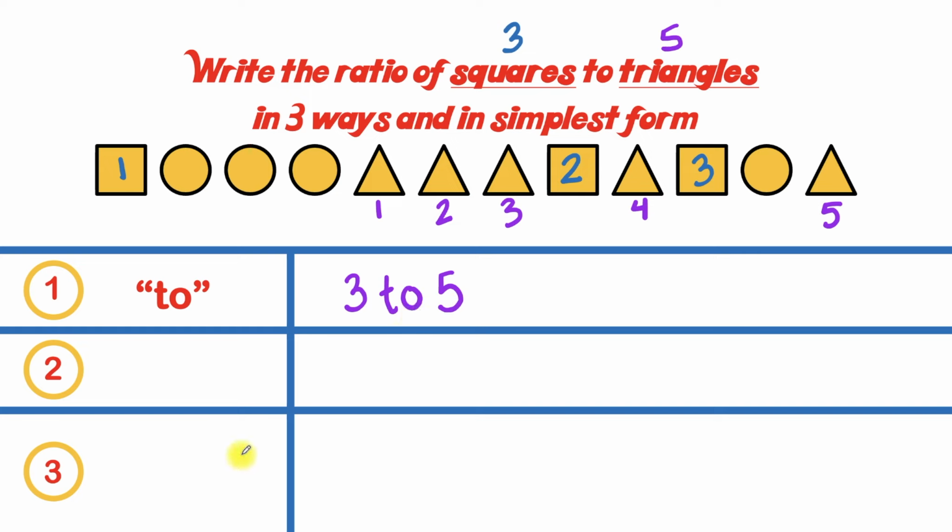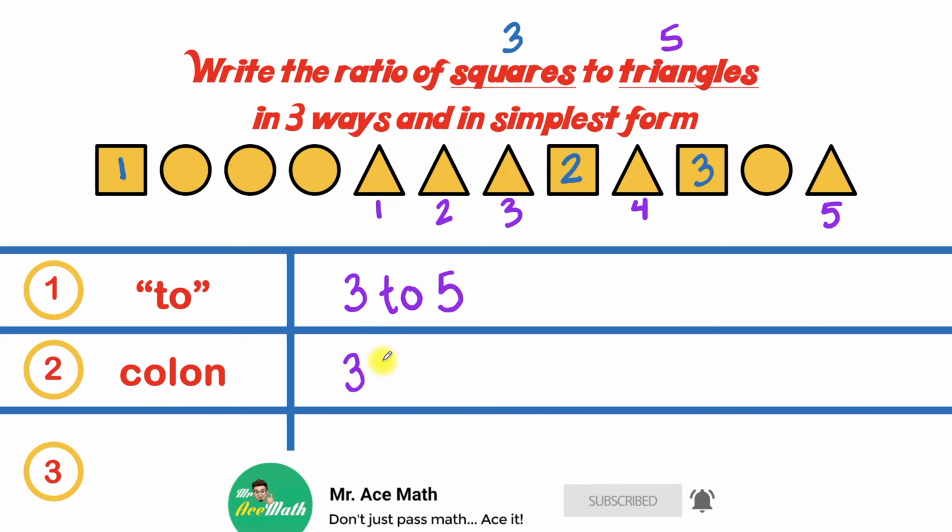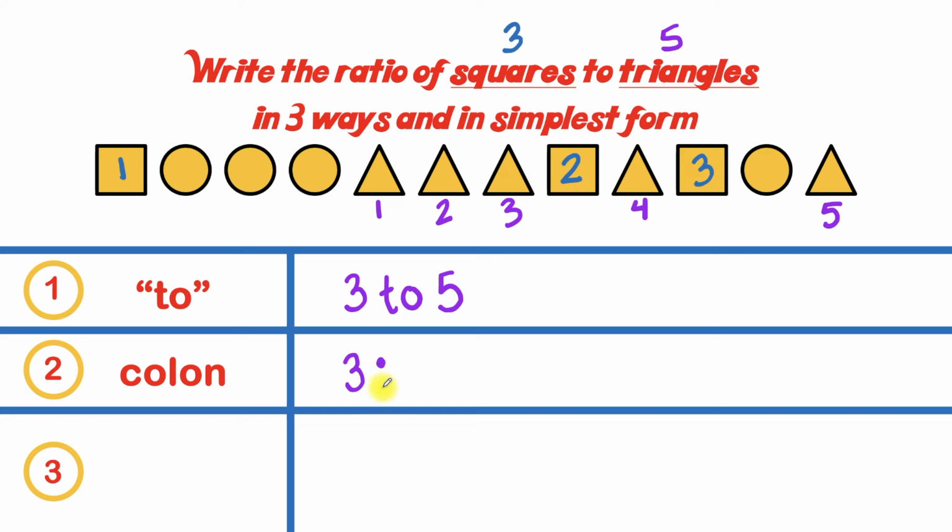The second way to write ratios is using a colon. So we'll write the first term, then a colon, and then the second term. So we have 3 squares, then we'll write the colon, which are 2 dots like this, and then we'll write the second term, which is the number of triangles. And again, that's just 5.